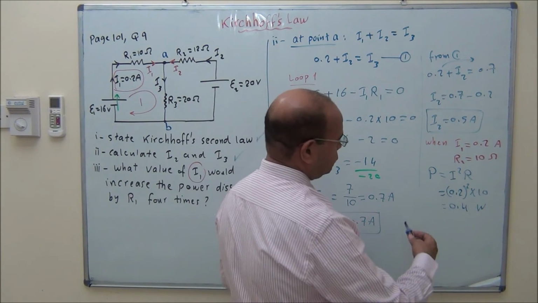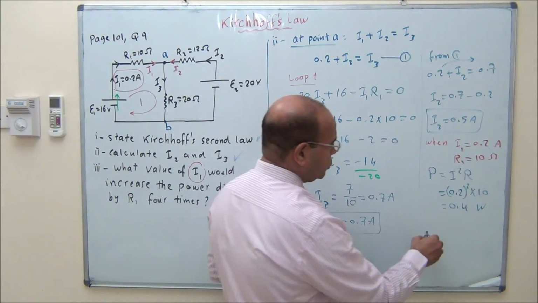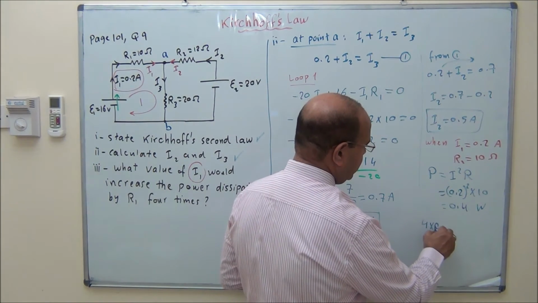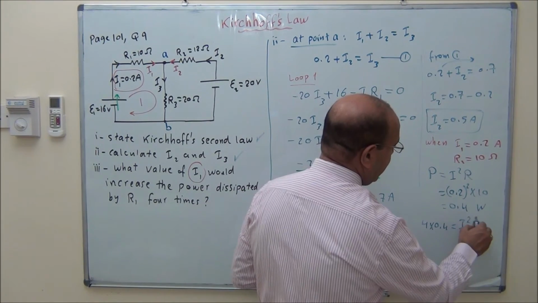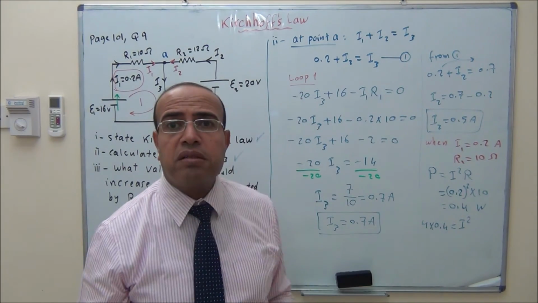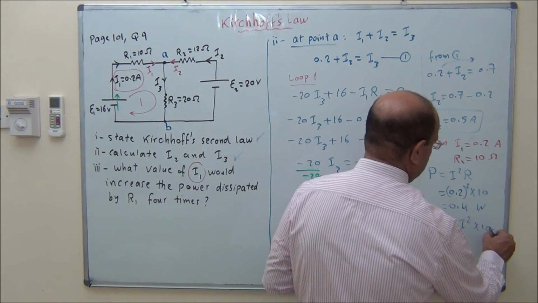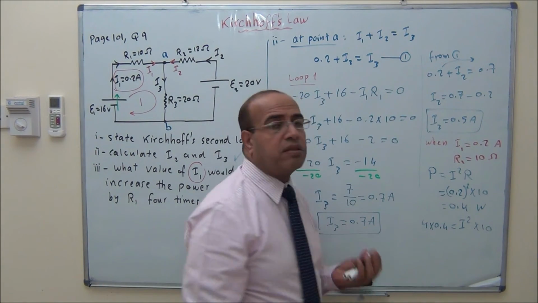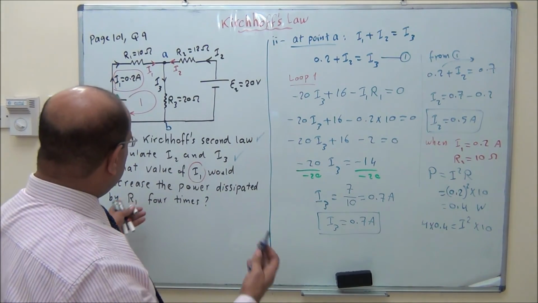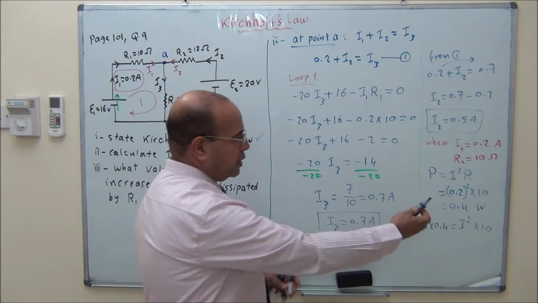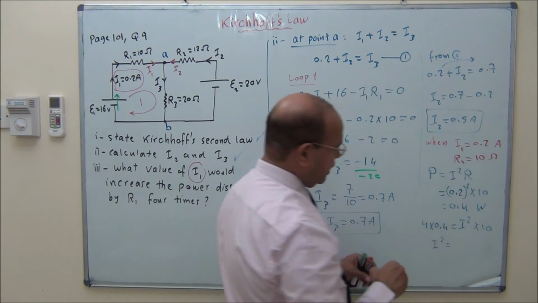So now 4 times the new power. So it's 4 multiplied by 0.4 equals I squared times R. We need this value of I. The resistor is fixed. It is constant. It's 10. So multiply by 10. From this we can get the new current. The power increases by 4 times, 4 multiplied by 0.4, so I squared in this equation, we can simplify.